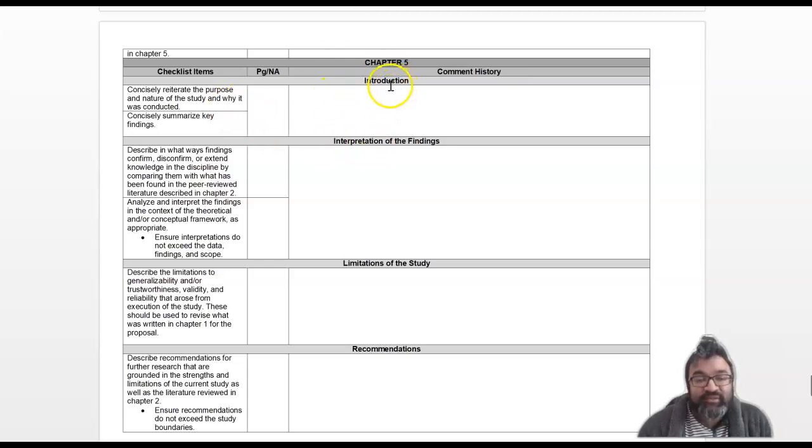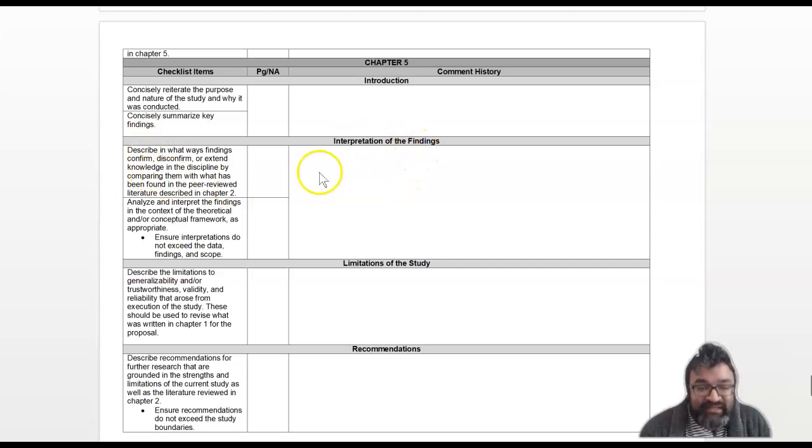You want to, again, start with an introduction, and if you've listened to my previous videos, introduction and summary are extremely important, so that there's some understanding of what will be written in here. So concisely reiterate the purpose and nature of the study and why it was conducted, and then summarize key findings. Again, this might seem like a lot of pages. However, you want to keep this concise. At the most, a page, probably a lot less.